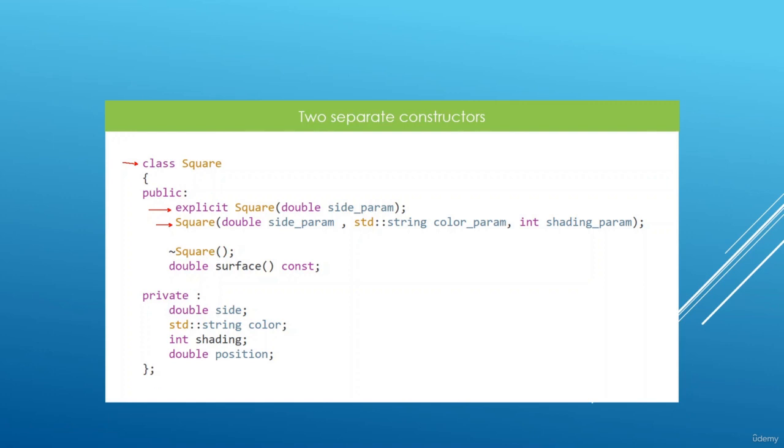We have modified the class now to have many member variables. We have the side, we have the color, we have an integer which is going to represent the shading of the square, and we have another double member variable for the position of the square on the screen, for example. Suppose we are doing some visual application. So we can set up our constructors like this and they are going to work. They are going to be two separate constructors.